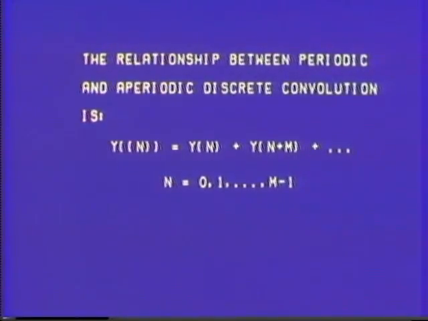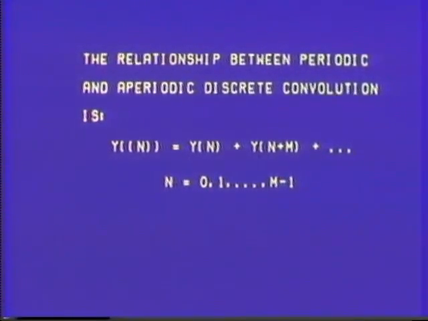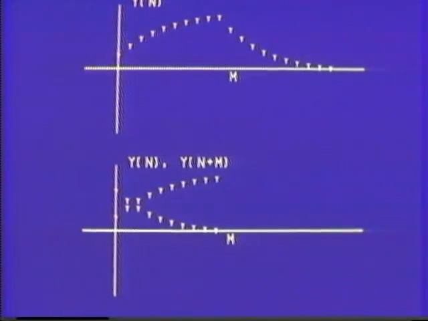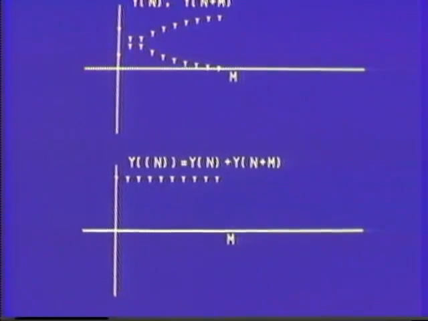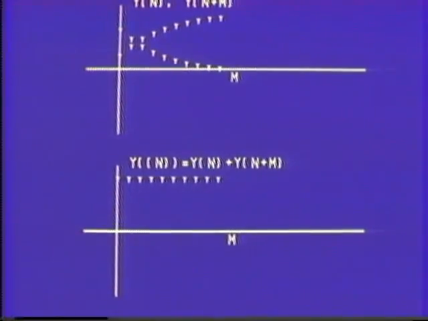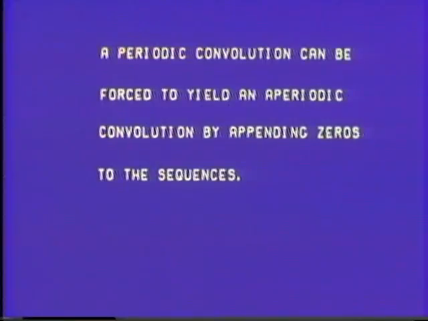To see the relationship between the periodic and aperiodic convolution, namely the aliasing relationship, we can simply look at the aperiodic or linear convolution, take the second M values and add them to the first M values, and when we carry out that sum, what we get is a constant. In general, the relationship is that the circular convolution is y of n plus y of n plus capital M, y of n plus 2 capital M, etc.